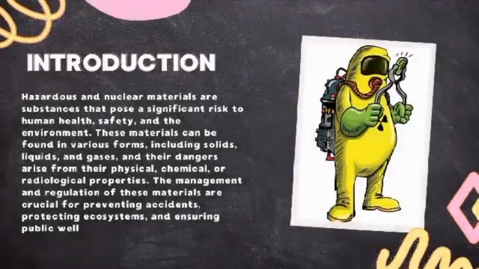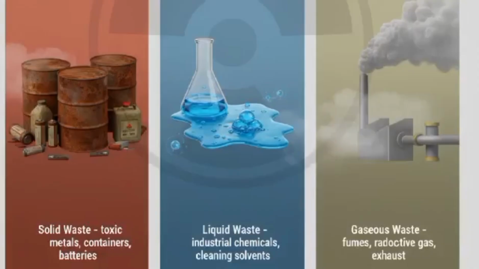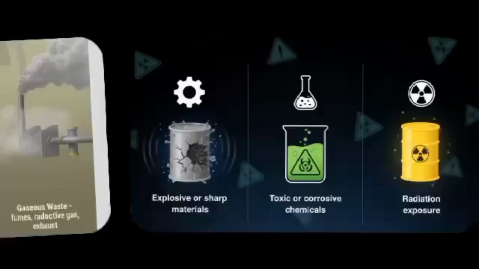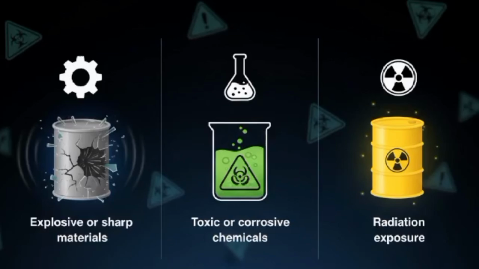Well, these are substances nga delikado sa health, safety, and even sa environment. They can be in different forms, like solid, liquid, or gas. Their danger comes from their physical, chemical, or radiological properties. For example, mga toxic chemicals, flammable liquids, or even radioactive waste. Kung dili ni ma-handle properly, they can cause pollution, sickness, and long-term damage sa atong environment.